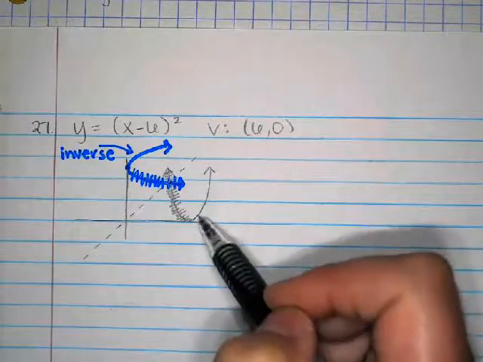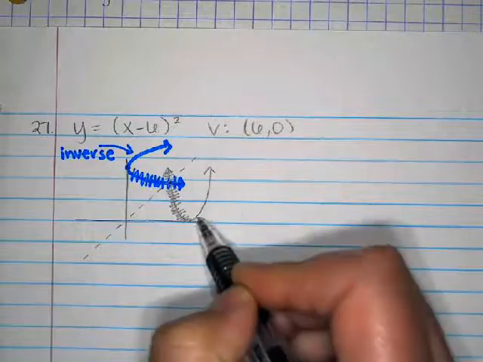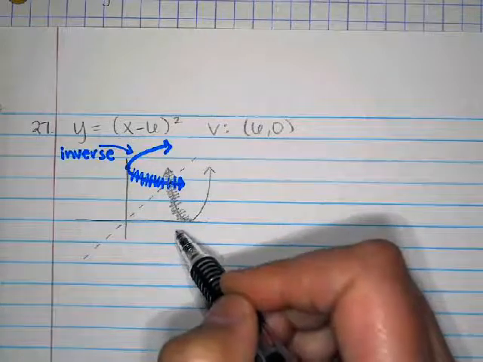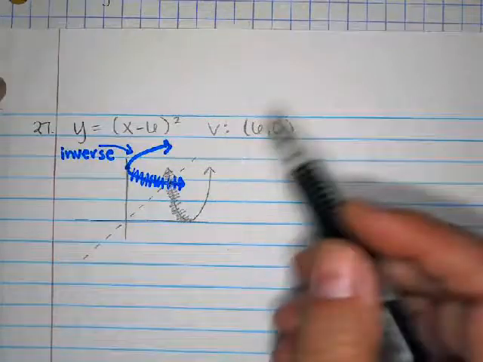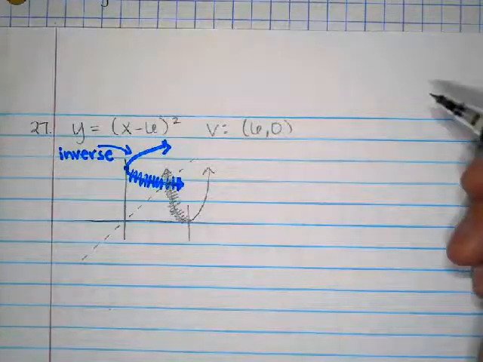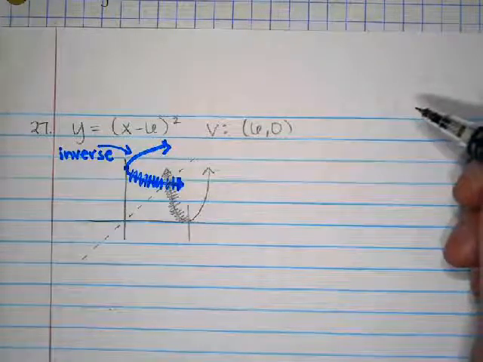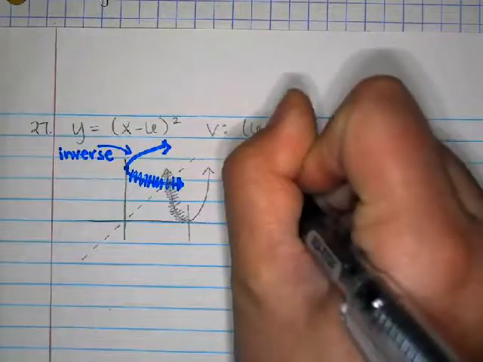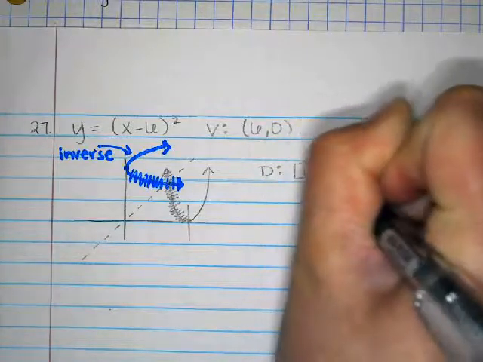So the part of the parabola that we're choosing to keep is the right half. We're keeping the right half of the parabola. So if I want to keep the right half of the parabola, I have to write the domain for the right half of the parabola. What's the domain for the right half of the parabola? The domain of the right half of the parabola is 6 to infinity.